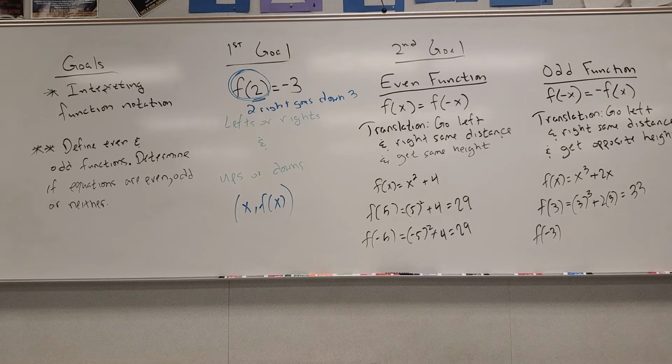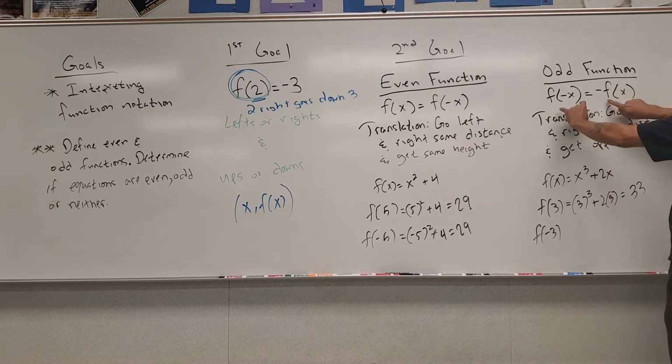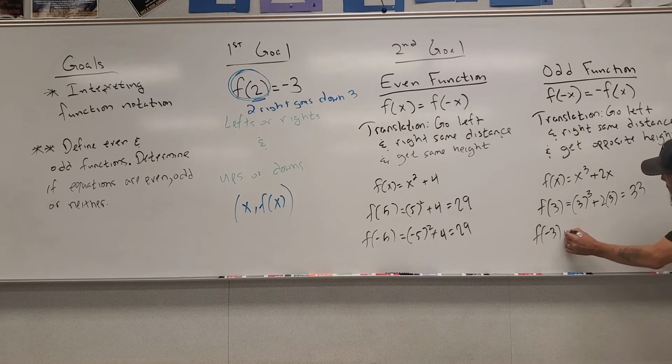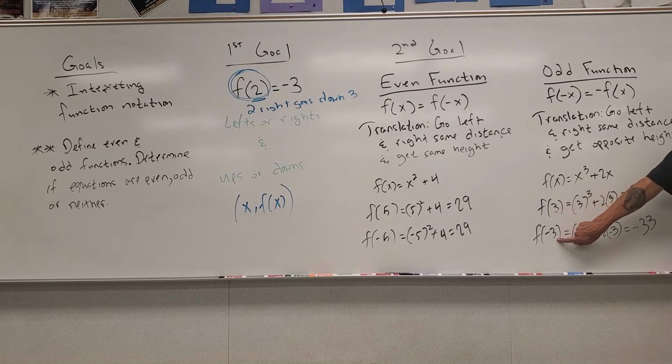It's because when I go left and right the same distance, I'm going to get opposite heights. Okay, so let's see here. I get -3 cubed. -3 times -3 is +9. +9 times -3 gets me to -27. -27 plus -6. If I owe you $27 and I owe you $6, you're going to tell me that I owe you $33. So here I'm going left and right the same distance, and I'm getting opposite heights.